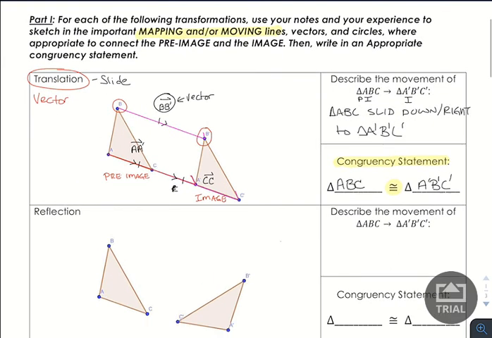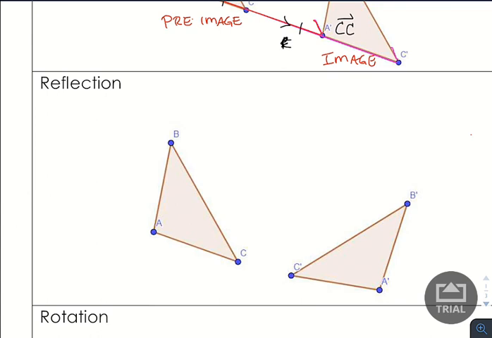So that's a translation. Let's talk about reflection. So reflection is probably the simplest one that you kind of talked about before geometry, and it's just a flip. And so essentially we're taking the pre-image and flipping it to the image. Notice here that this has to be the pre-image, the PI, because we don't have primes. The image is on the right because we do have primes.